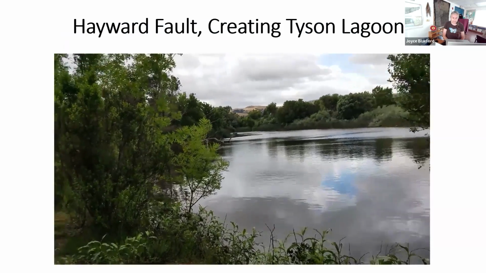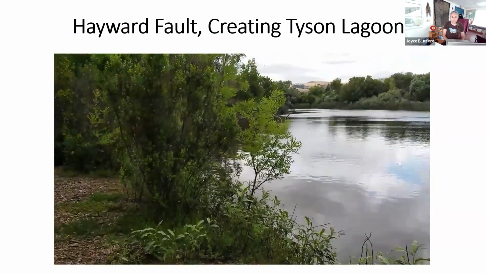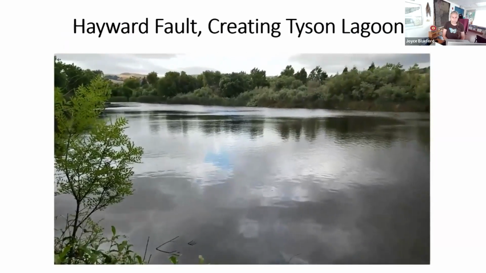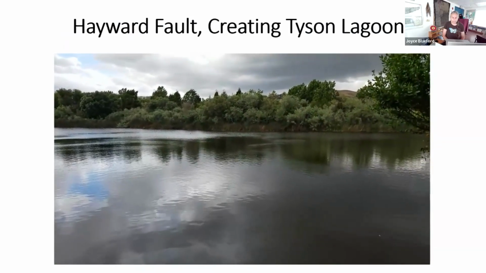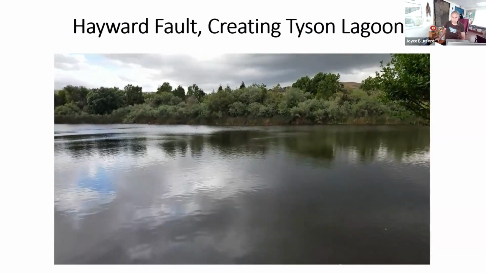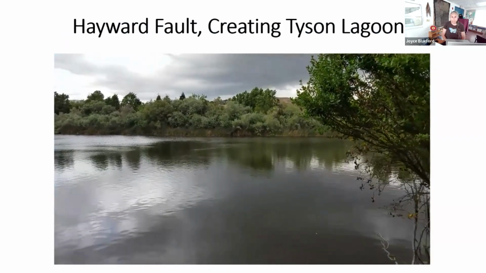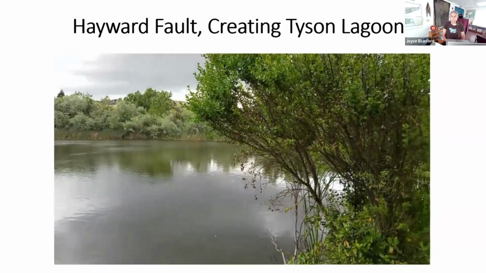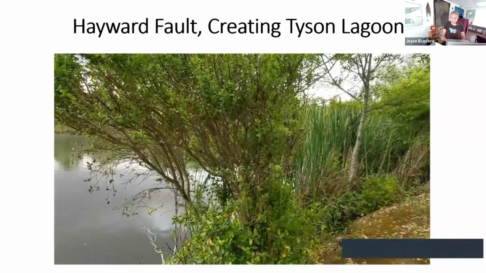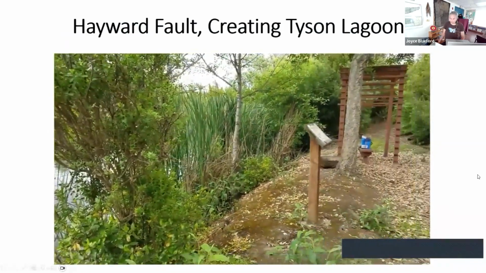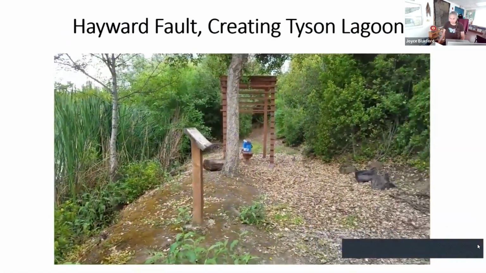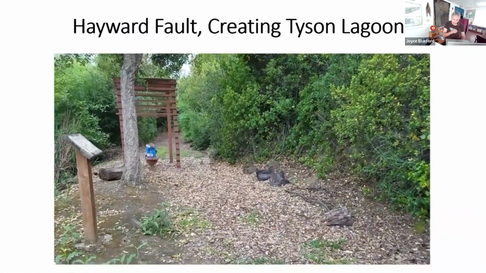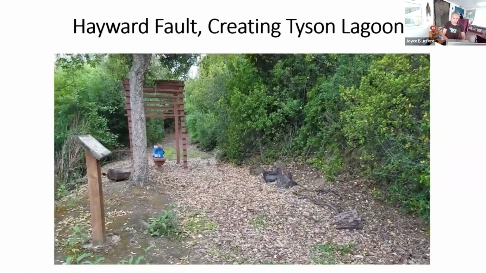This is a picture of where the Hayward Fault enters Tyson's Lagoon. You can see we're at the broadest part of Tyson's. So on the other side there, that's what we call the inactive trace of the Hayward Fault. And then what we're standing on right now is where the Hayward Fault comes into the area from other parts of Fremont.